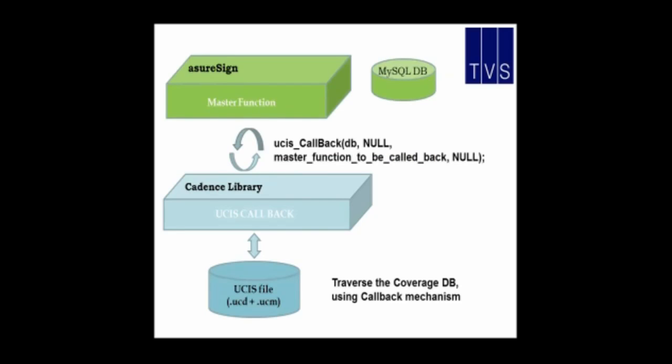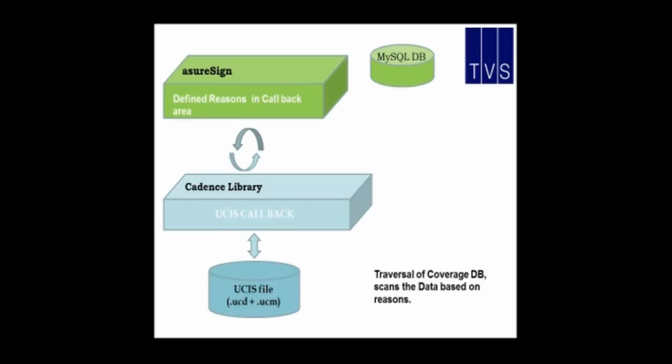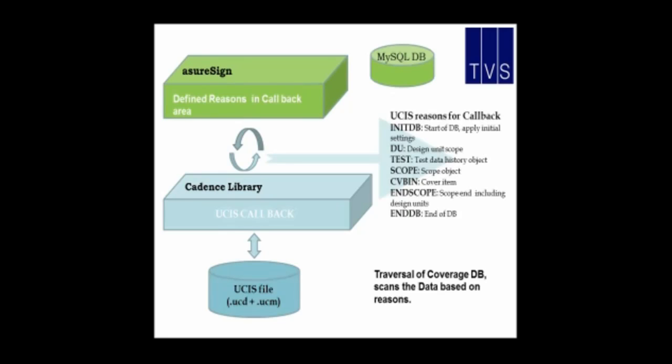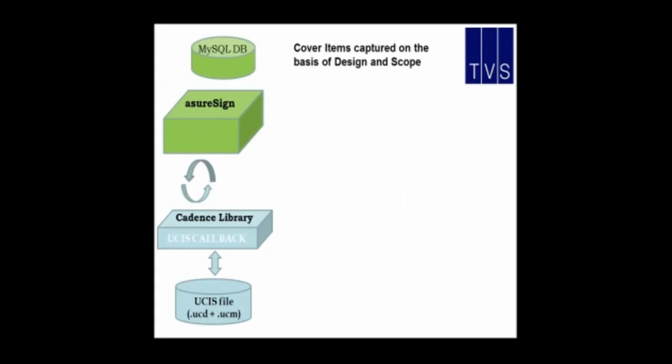As we traverse the database, we get a callback on important pieces of information back into SureSign, which allows us to analyze that information. The type of reasons we use for the callback is at the start, the initialization of the database, on particular pieces of design unit scope, on test data, scope information, coverage bin information, end scope information in database. So there's certain points during a traversal where it's deemed an interesting item, which will then use our callback to SureSign, so SureSign can analyze that particular piece of information.